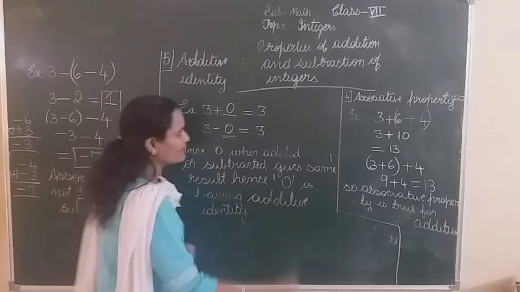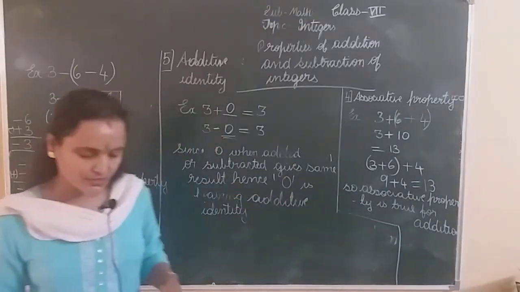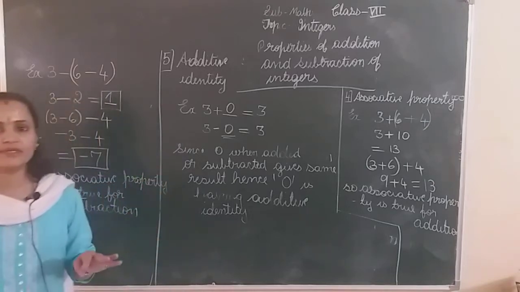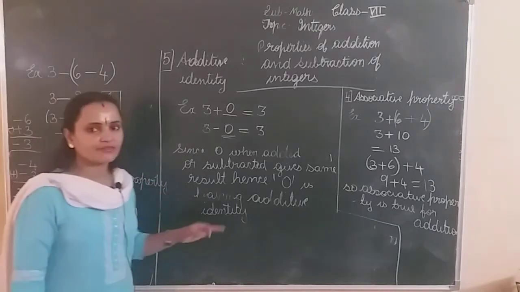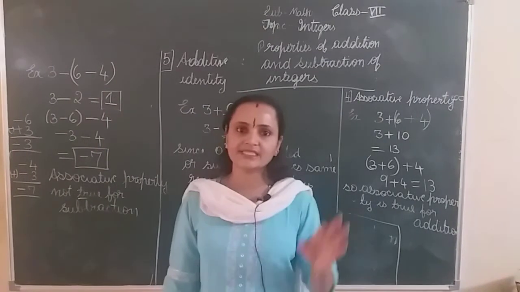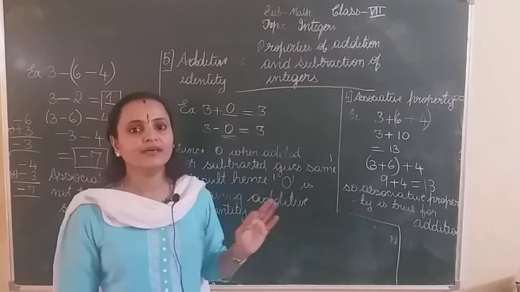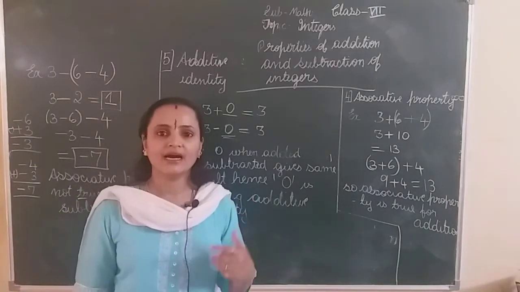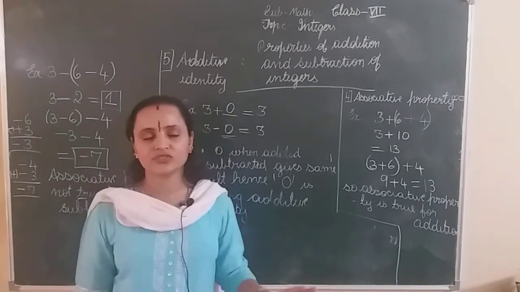So these were the 5 properties of addition and subtraction of integers. First property was closure property of addition. When two numbers are added, the answer is an integer. Closure property of subtraction, when two numbers are subtracted, the answer is an integer. Then the third property was commutative property. When you interchange the numbers, the result will be the same, but it is true only for addition. In subtraction it is not true.